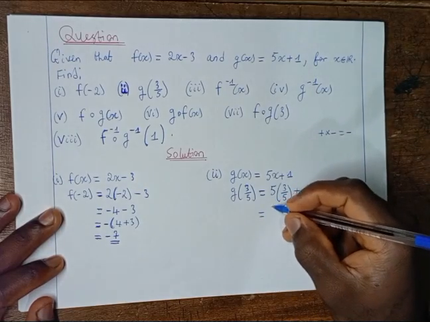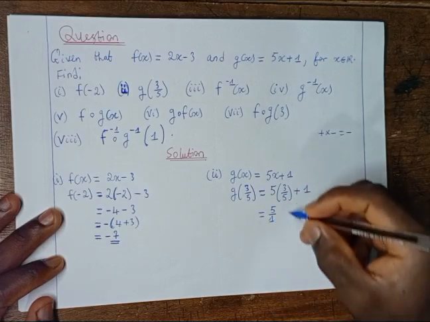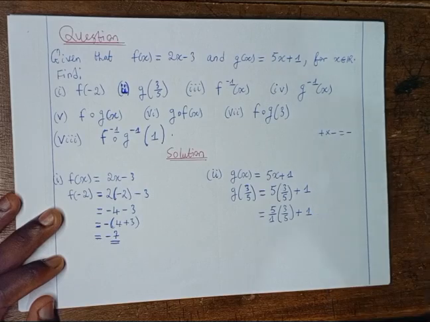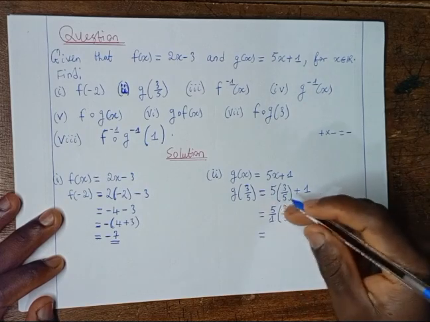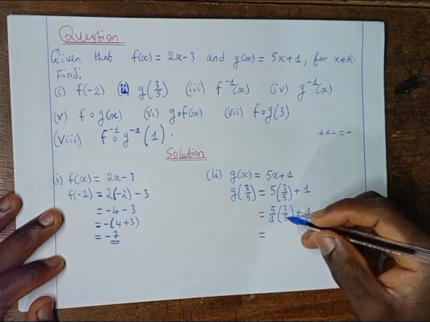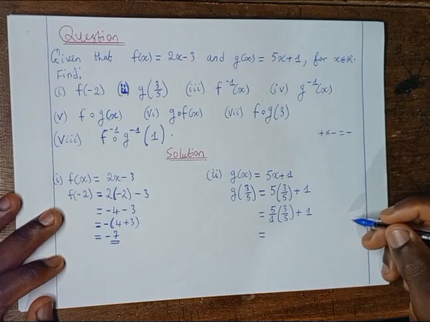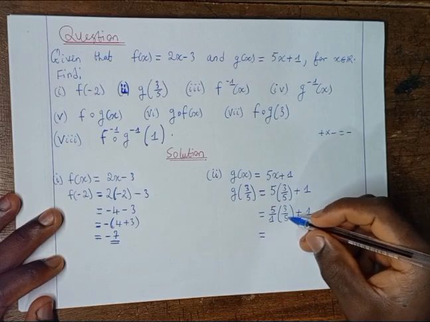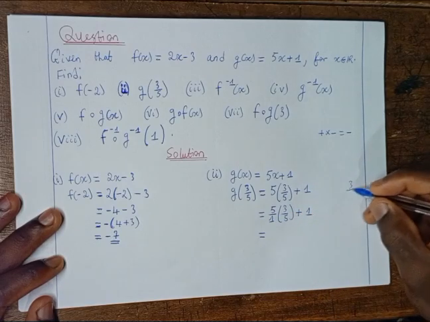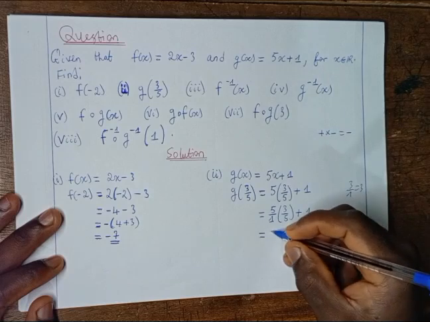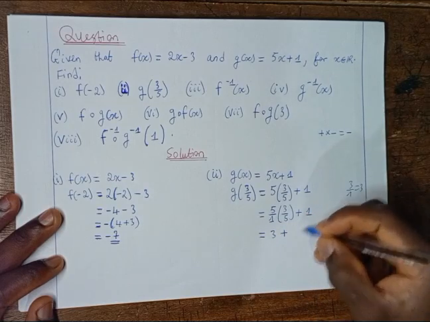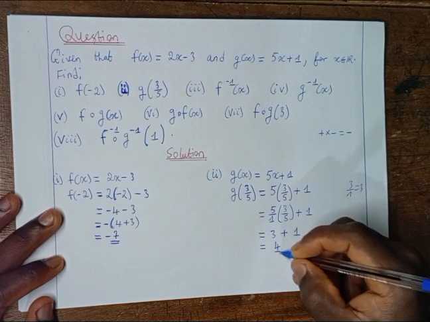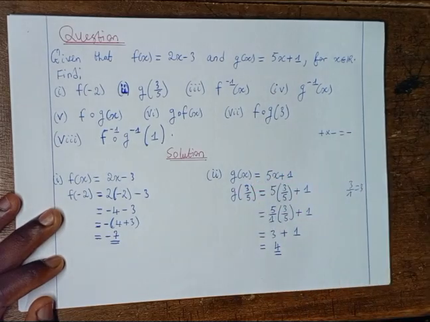This is simply the same as 5 all over 1 times 3 all over 5 plus 1. So if we simplify this, if we multiply, this 5 will cancel 5. We'll be left with 1 times 3, which is 3, and 1 times 1, which is 1. This will give us 3 over 1, and 3 over 1 is just 3. So this will give us 3 plus 1, which is simply equal to 4. So g of 3 fifths is 4.